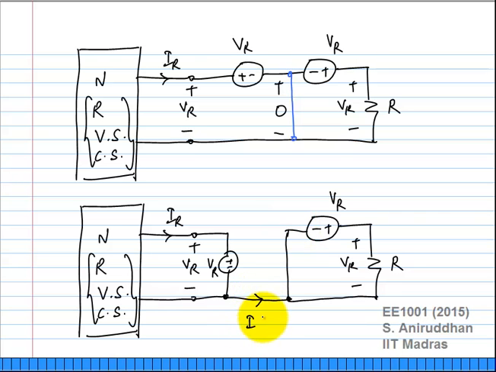What is the current through this? 0. Does anything change if I actually cut this wire? Not at all. So it is clear that the resistor can be replaced with either a voltage source of value VR or a current source of value IR. Yes. For the current source replacement.